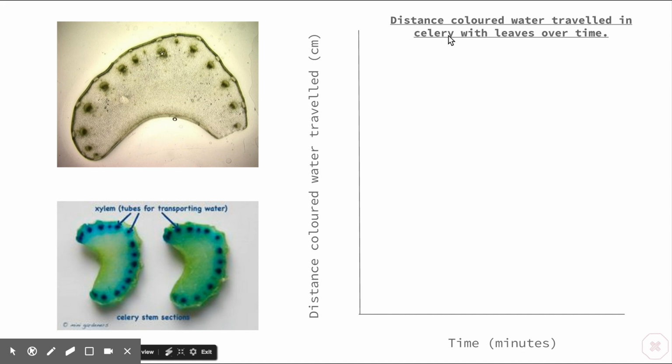Remember, with our title for a graph, we need to have one that indicates both our dependent and our independent variable. So we can simply turn the two variables into a sentence, something along the lines of: the distance the coloured water travelled in celery with leaves over time. We're obviously not going to be graphing the celery without leaves, because we only have that one, so we're not really looking at a trend, we're just looking at the difference between leaves and no leaves. So we should get a line graph that really shows that, over time, the coloured water travels further in the celery with leaves.